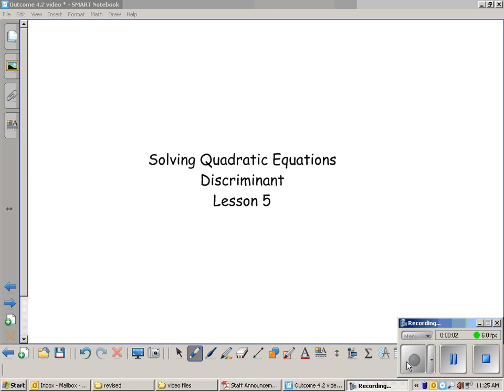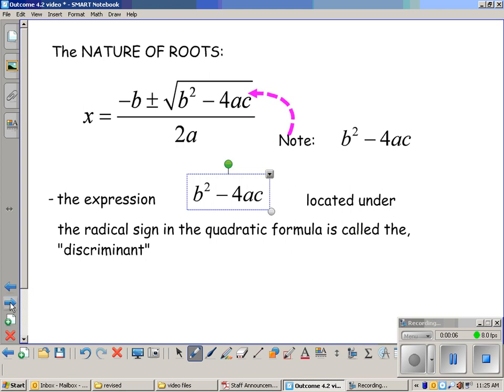Solving quadratic equations, the discriminant, less than 5. We can look at the nature of the roots of a quadratic equation. If we look at our quadratic formula and compare what is underneath our root sign, that expression in the quadratic formula is called the discriminant.